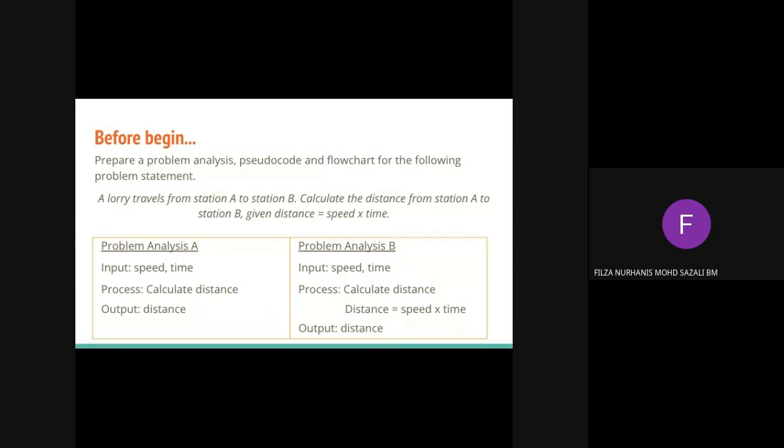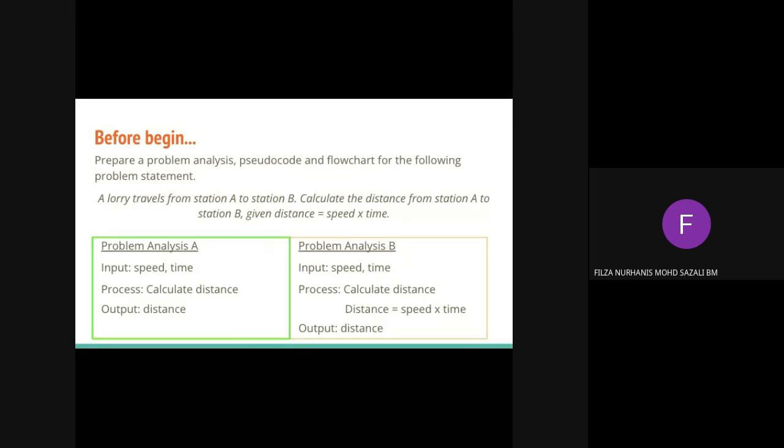So which of these problem analysis, A ke B ke yang betul? Which one? A. Why A? Kenapa A? Sebab dia general. What do you mean by dia general? The process dia tidak begitu spesifik. That is correct. Alright, so the answer is problem analysis A. Because why? Dekat dalam problem analysis, kita tak include this calculate distance equals to speed times time tu. Alright?